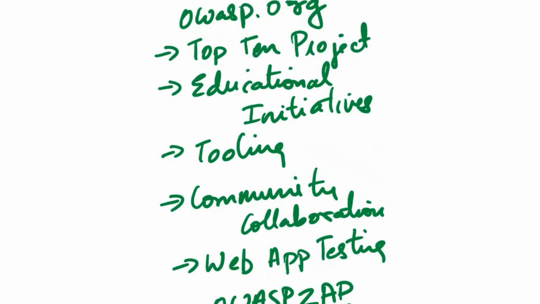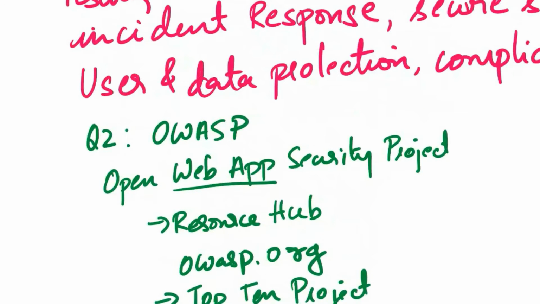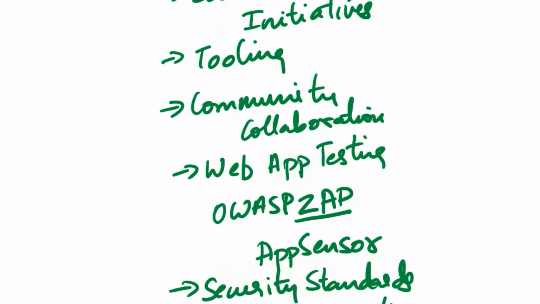So, in summary, OWASP is important because it plays a central role in advancing web application security by providing knowledge, resources, and tools to address security challenges and vulnerabilities. Its work helps organizations build more secure software, protect sensitive data, and reduce the risk of security breaches. By promoting best practices and community collaboration, OWASP contributes to a more secure online environment. Let's go to the next question.